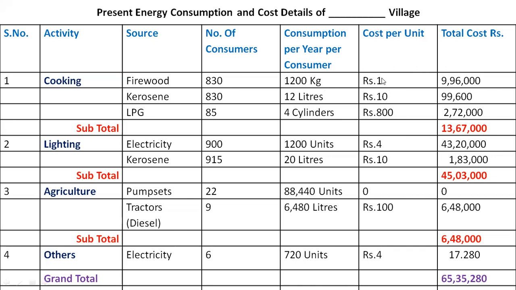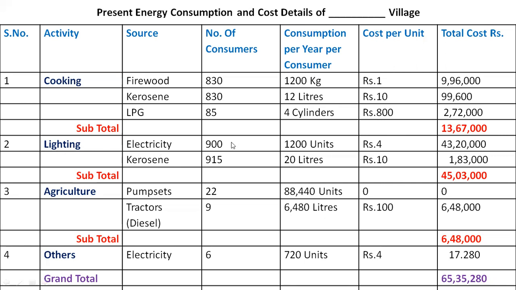Then the cost will be negligible, and even if it is costed at 1 rupee, to take care of all these things, it comes to 9,96,000. Kerosene, the same 830 consumers, 12 liters at 10 rupees, so much. LPG, and so the subtotal for cooking is 13,67,000 rupees for that village per annum. Again, this is a tentative figure. I've just taken hypothetical figures to give you an idea. You can always arrive at the fine points.